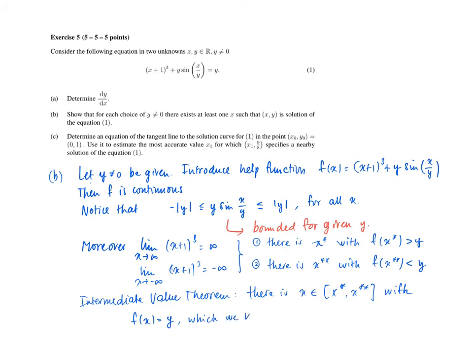And a solution to this equation is actually what we needed, because in the exercise we see on the left hand side of the equation we get f, and on the right hand side we get y. So we have seen that for some fixed value of y we get an x such that f of x equals y.